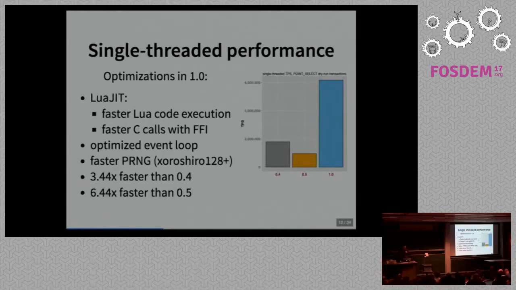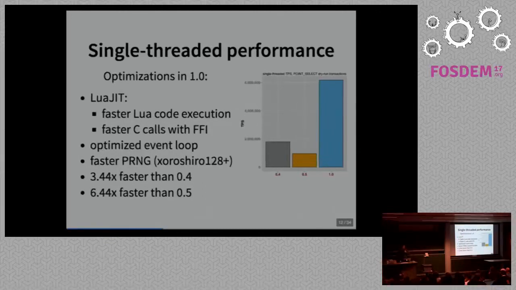Sysbench 1.0 also has some optimizations in the main event generation loop. It has a faster random number generator. It now uses the generator called Xoroshiro128+, which is incredibly fast, but also has good statistical properties. It's the fastest random number generator passing the BigCrush test suite with no systematic failures.